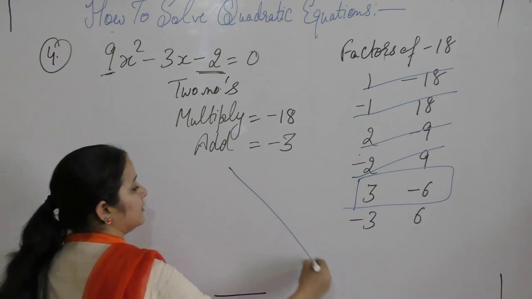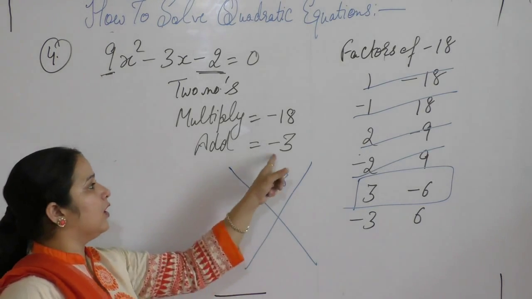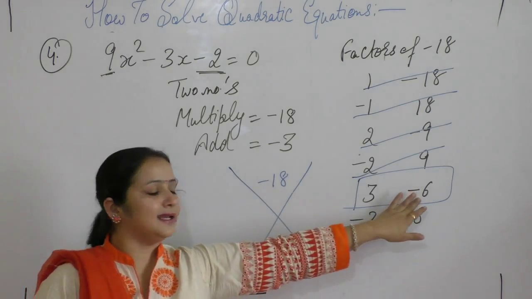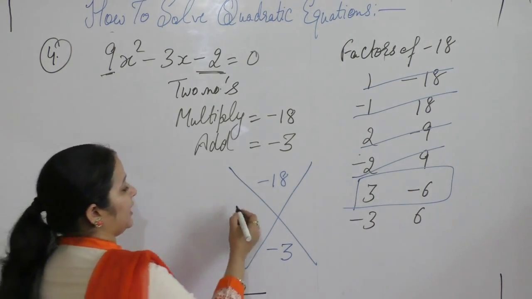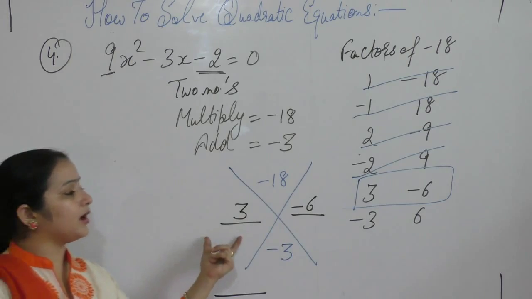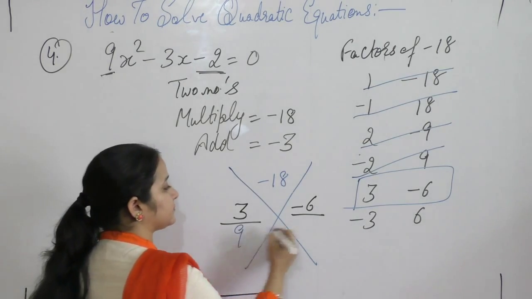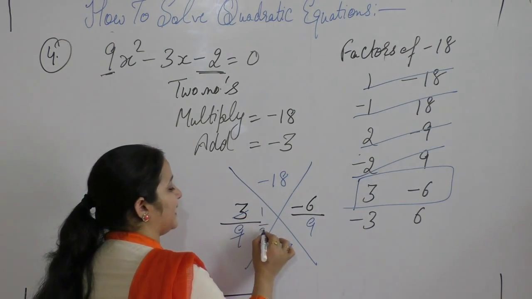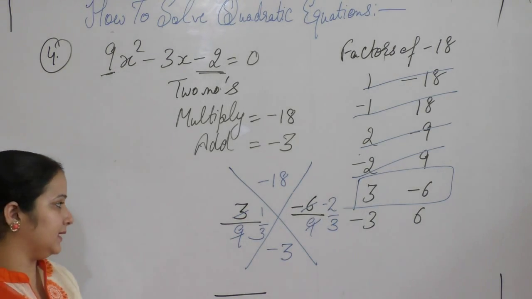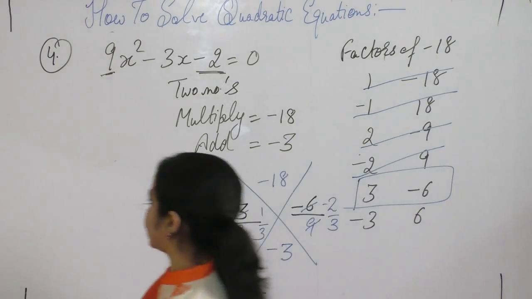These are the factors. Now on multiplying we get the term -18, on adding we want the term -3. Now the factors are 3 and -6. So here we write 3 and -6 upon the coefficient of x², which is 9. Divided, we get 1 by 3 and -2 by 3.